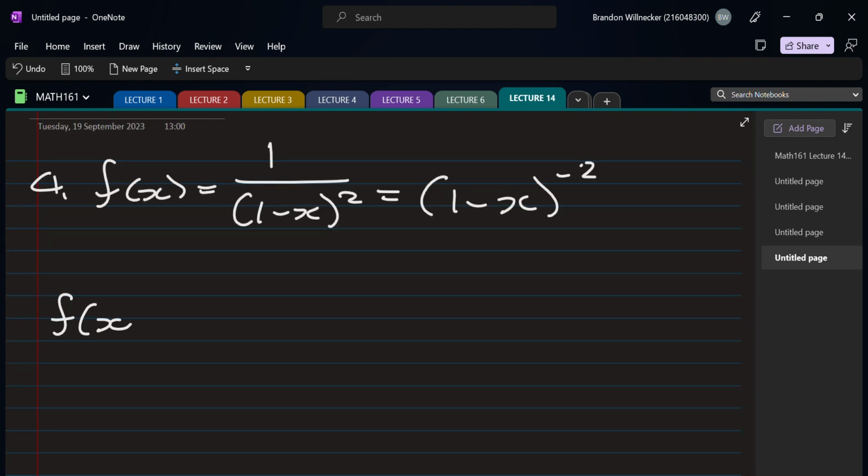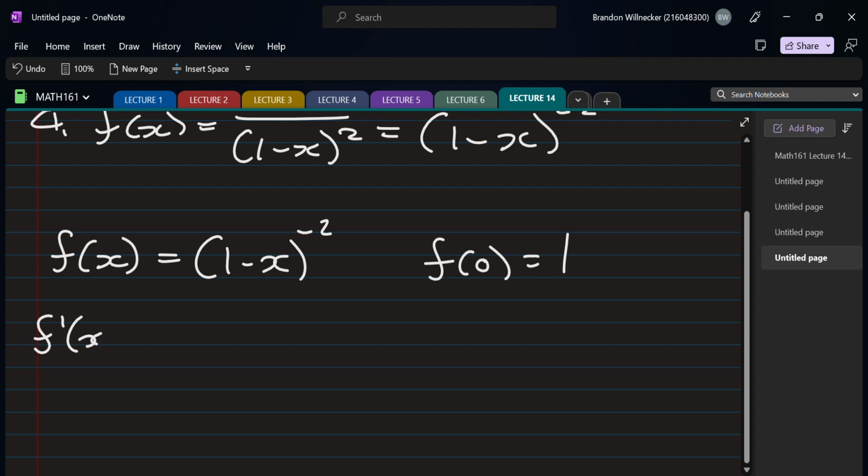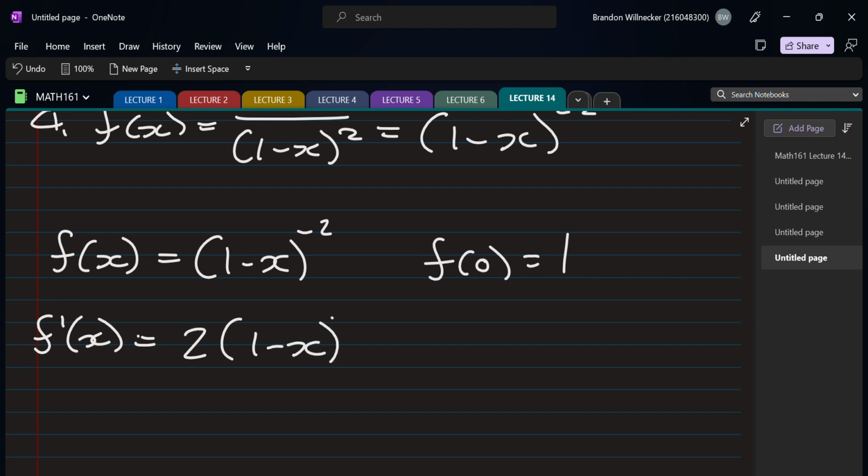Okay, so let's write it out neatly. So f of x, that's 1 minus x to the minus 2. f at 0, that's just going to be 1. Okay, then we take the derivative. So that will be minus 2 times all of that. But then with the chain rule, you're multiplying by another minus 1. So it'll be minus 2 times minus 1, so we can just put 2, 1 minus x to the minus 3. Okay, and then f prime at 0, that will just be 2.